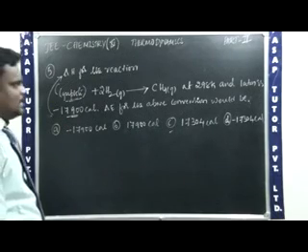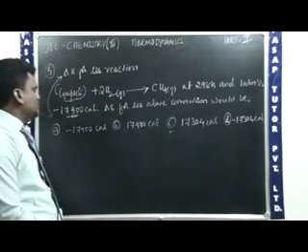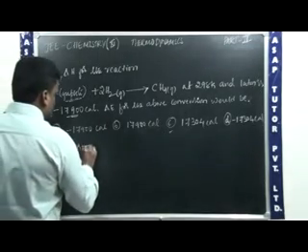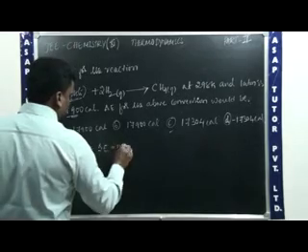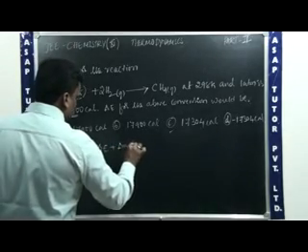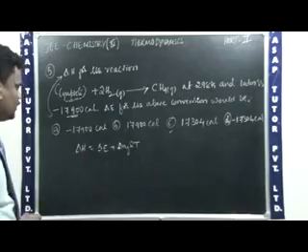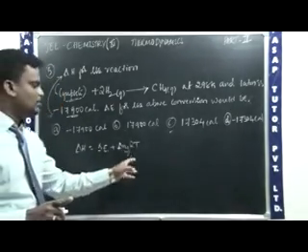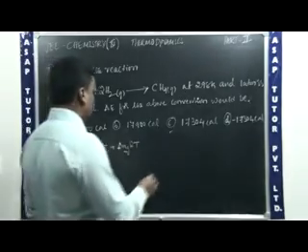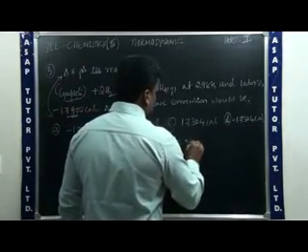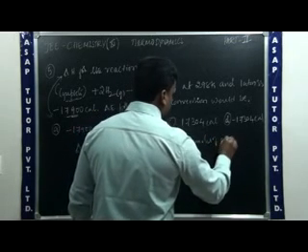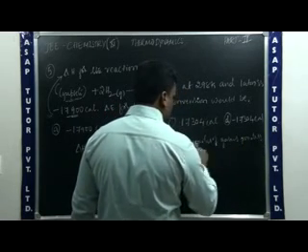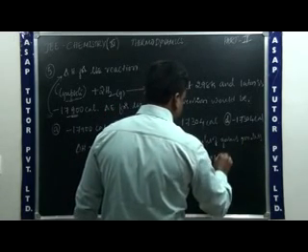Here they gave the value of delta H, and they are asking you to find the value of delta E. Means we need to know the relation between delta H and delta E. Delta H is equal to delta E plus delta Ng into RT. Here delta Ng is the number of moles of gaseous products minus the number of moles of gaseous reactants.